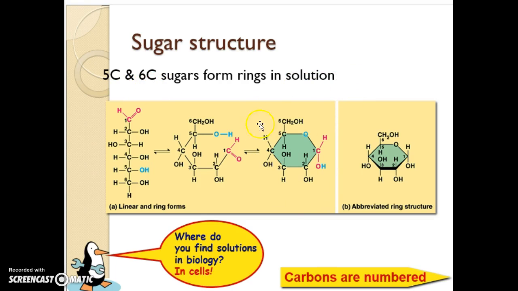The same series of steps is actually what would be occurring. And that numbering system, again, of which carbon is which is important. And it's always going to be, when you look at your ring, that the first carbon after the oxygen to the right is number 1.